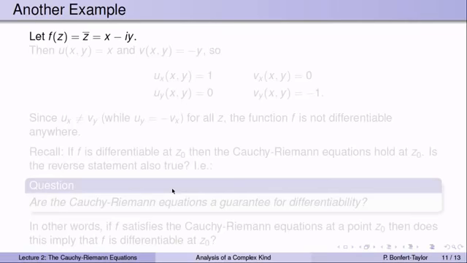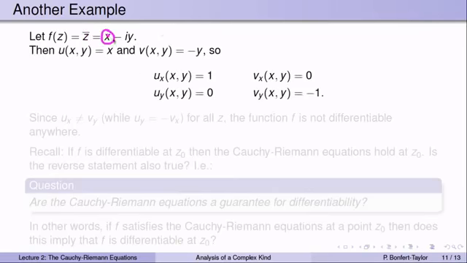Let's look at another example. Let's look at the function f of z, which is the conjugate of z. Z is x plus iy, and the conjugate of that is x minus iy. In other words, my function u, which is the real part, is just x, and my function v is minus y. It's very simple to find the x and the y derivatives.